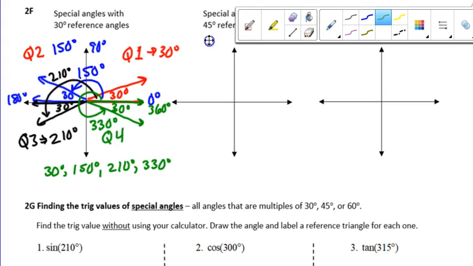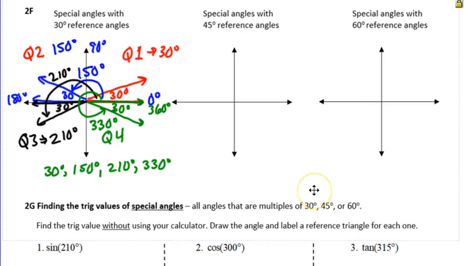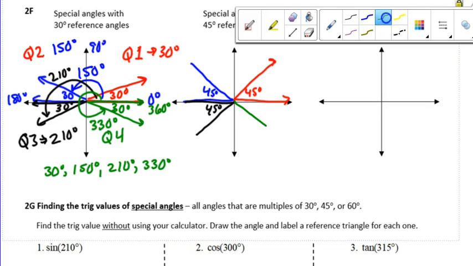Okay, now let's take a look at the angles that have 45-degree reference angles. So starting in quadrant 1, we of course have 45 degrees. In quadrant 2, I'm going to draw the reference angle for quadrant 2. There's 45. For quadrant 3, 45. And for quadrant 4, 45. So what are those angles?